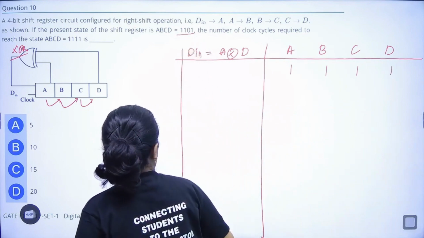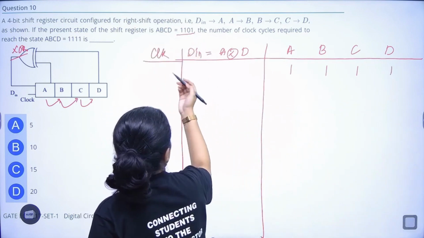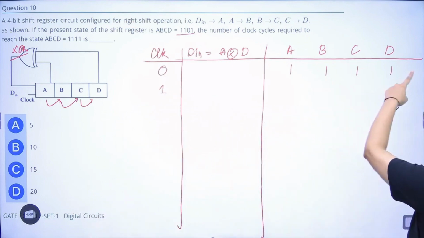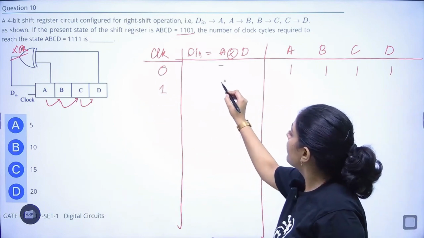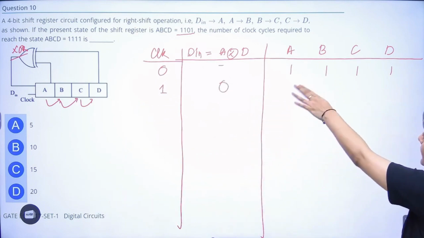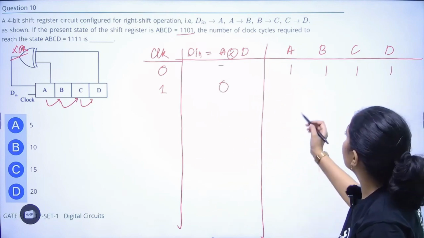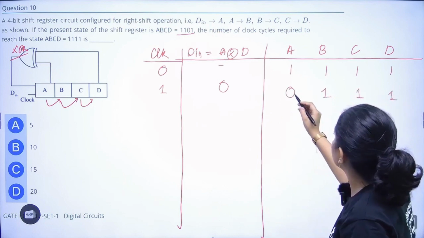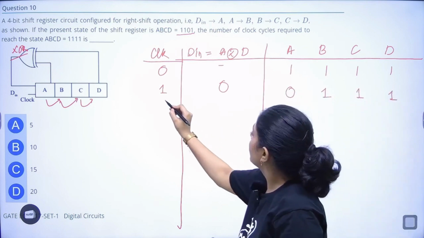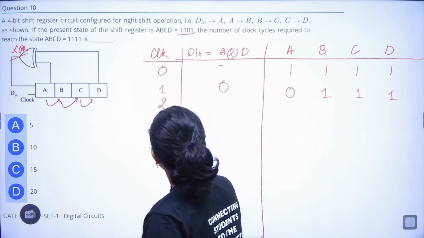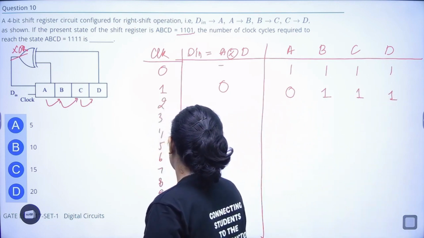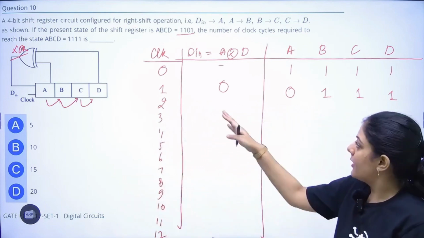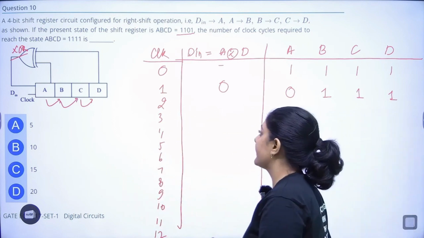Here I will draw the clock also, because they're asking after how many clocks. Start from the first clock. So A XOR D will become 0, and 0 will be shifted to the next, so it will become 0 1 1 1. Clock numbers 2, 3, 4, 5, 6, 7, 8, 9, 10, 11, 12. Up to 12 I can write. If it is more than 12, I have to erase from above and write it.